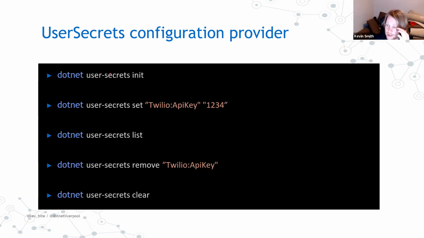And if you want to put things into the user secrets, so to create the section inside the csproj, you call user-secrets init, and that will actually create that. If you want to set a value, you call user-secrets set, and then the key and the value. You can also list all the secrets, and you can also remove secrets by calling remove, and there's also a clear one to clear everything down as well.